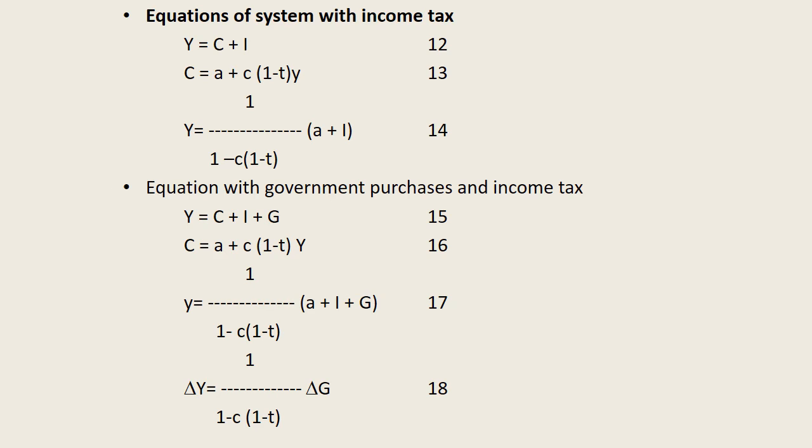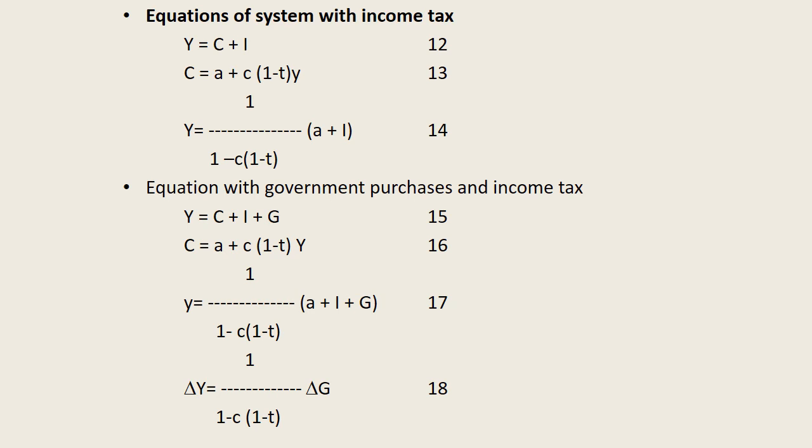The second state is the equation with government purchases and income tax. Under this state, the government intervenes by two forms of activity: government purchases, or government spending, and income tax. Accordingly, the expenditure function can be presented by Y equals C plus I plus G. Aggregate demand here, guys, consists of three things: consumption, investment, and government spending. Equation 16 represents consumption. Under this case, consumption equals A plus C multiplied by (1 minus T), all multiplied by Y, where Y is disposable income, and C multiplied by (1 minus T) represents the marginal propensity to consume.